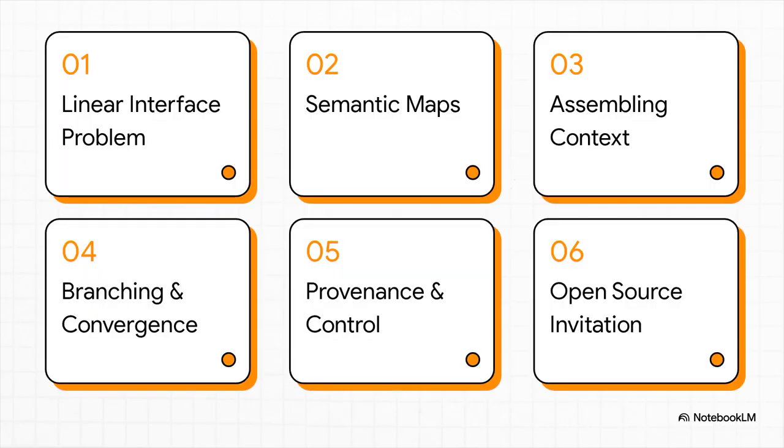Just to keep us structured, here's our roadmap for this explainer. We'll start with the linear interface problem, see how prompts mature into semantic maps, and then look at inspecting and assembling context. After that, branching without losing convergence, provenance and user control, and finally, an open-source invitation.